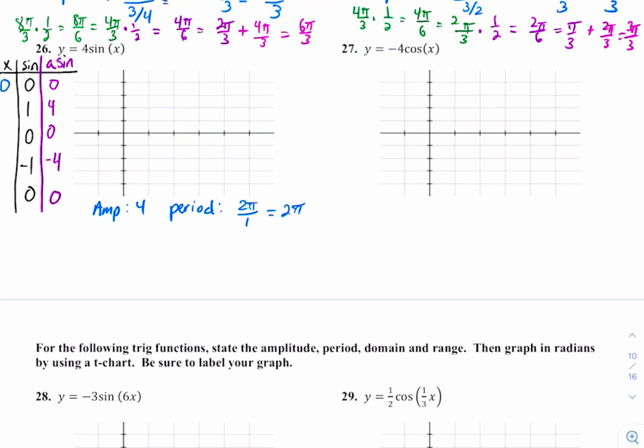So this will be 0 to 2 pi. Half of that is pi. And then this will be pi over 2. And then pi over 2 plus pi is 3 pi over 2. Okay. And then we are ready to graph.